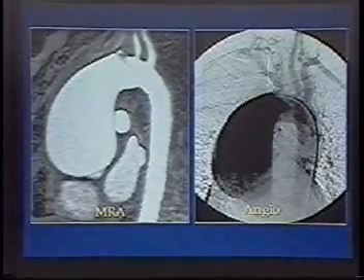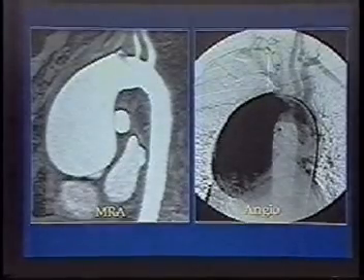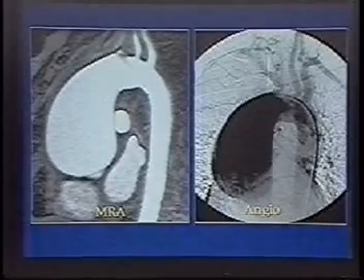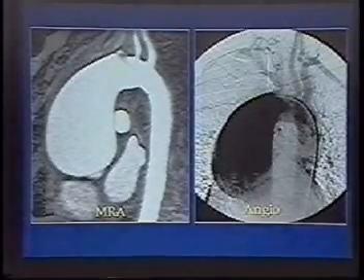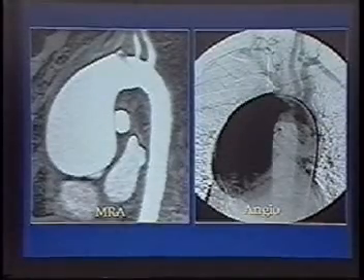Type B dissections distal are managed medically. Type A are managed surgically. They remove the ascending aorta. Now, why did they do the angiogram here? Okay, it pretty much shows the same information.